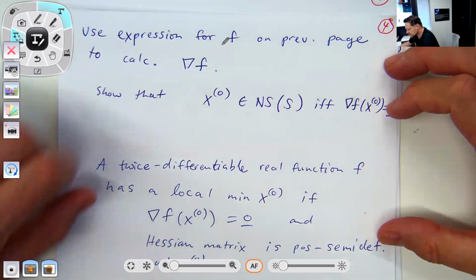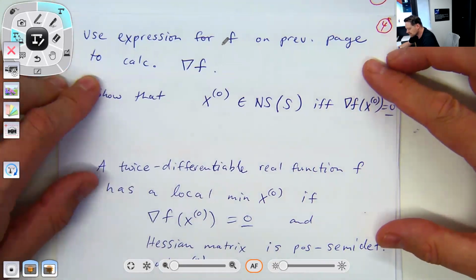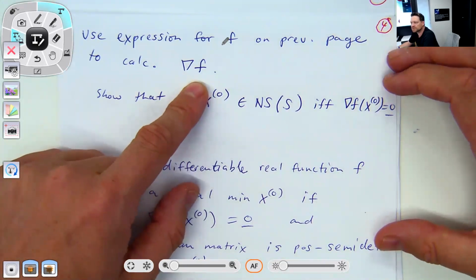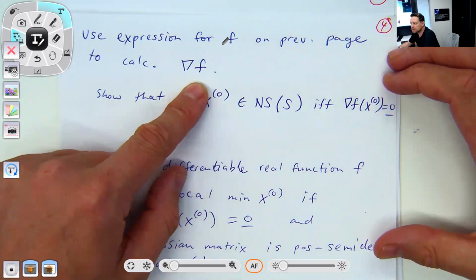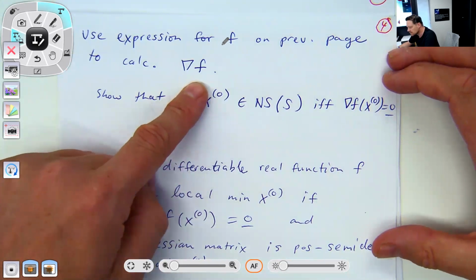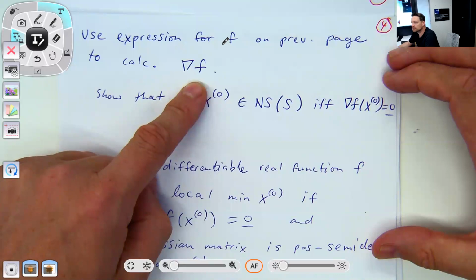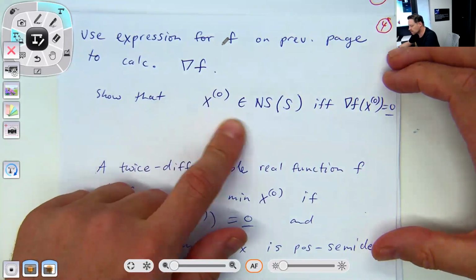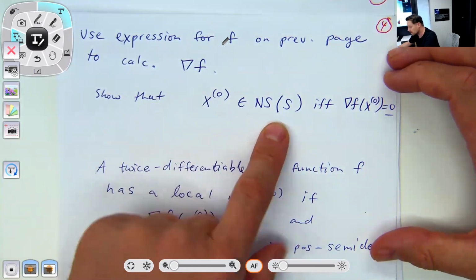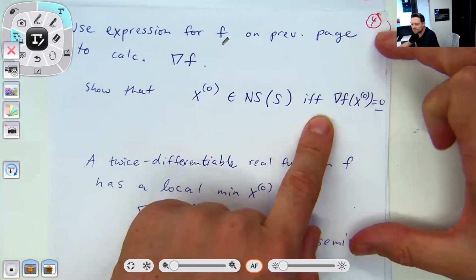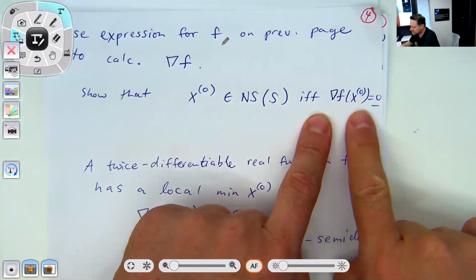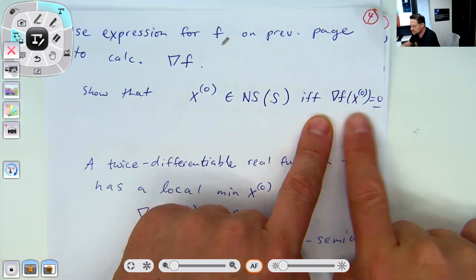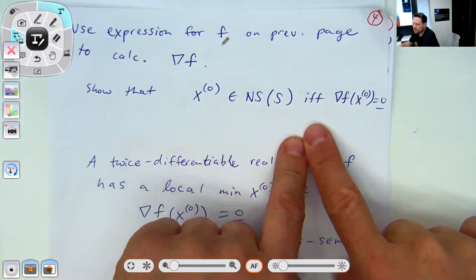So this one says, use the expression for f on the previous page to calculate the gradient vector of f. So what I'm saying is take that ternary quadratic form that I showed you that has the Hessian that is S and calculate the gradient vector for it, okay? And then can you show that x superscript 0 belongs to the null space of S if and only if the gradient vector of f at x superscript 0 is the 0 vector. All right? So that's probably a useful thing to think about.